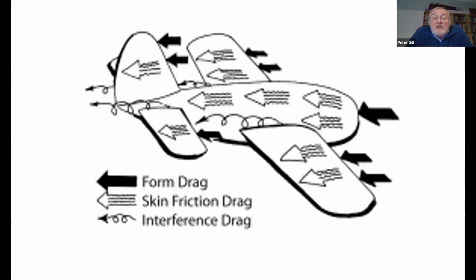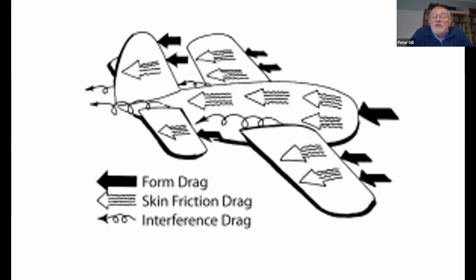Second type, skin friction. If you've any problems, surface roughness or hinges sticking out or gaps not taped up, that sort of thing will cause skin friction. And there the air can't remain laminar. It would tend to get very turbulent and create drag caused by the friction across the skin.